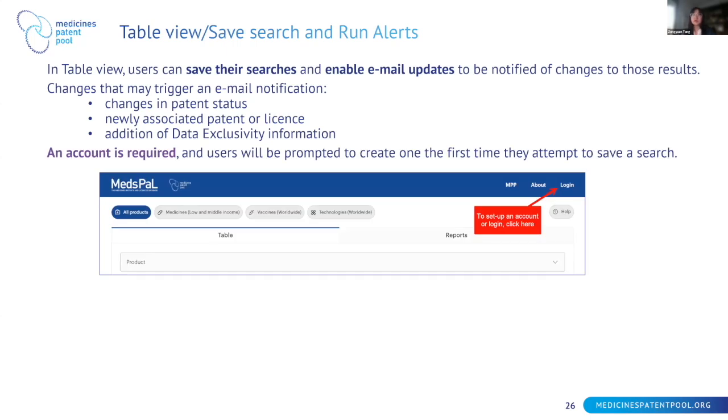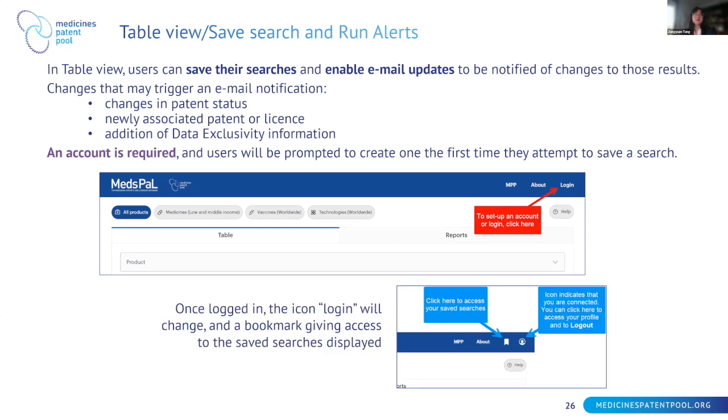But for you to be able to save a search and turn on the email notification, an account is required. And if it's the first time you use it and you don't have one, MedsPaL will ask you to create one. It's very easy to create. You simply input your email address, set your password, maybe activate the email, and then you can just directly go for it.